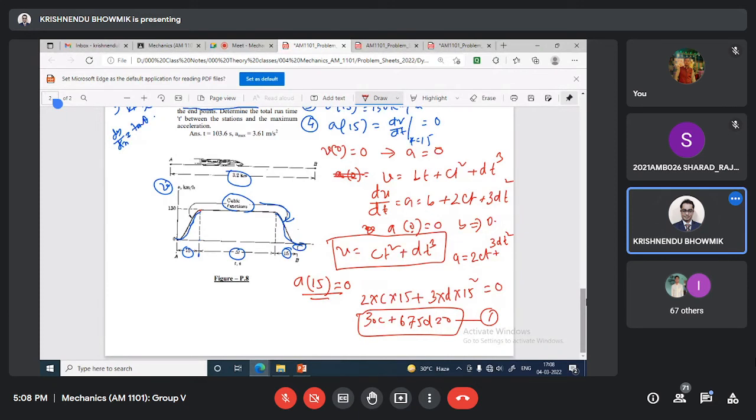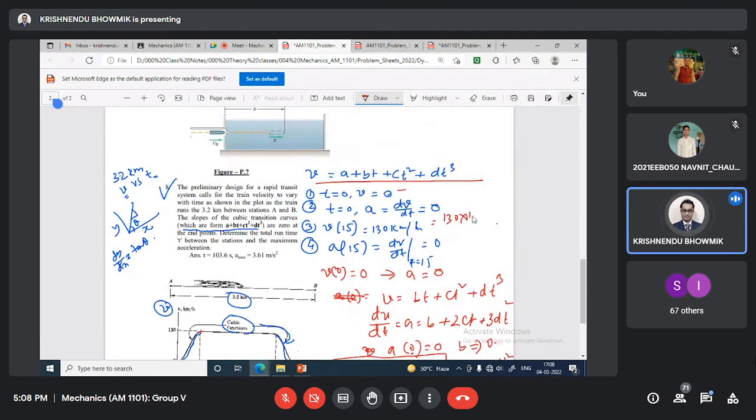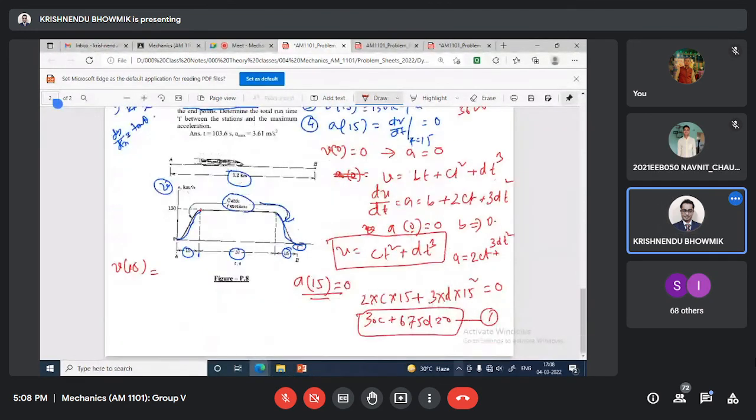Now we will utilize V15. What is V15? 130 kilometers per hour, so 130,000 by 3600 meter per second. You will get some value. Now using that, it will be V15 equals C 15 square plus D 15 cube. This is expression 2. Now there are equations 1 and 2 with 2 unknowns. Somebody can write C equals 0.481, D equals minus 0.0214.